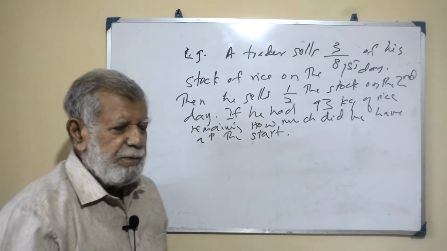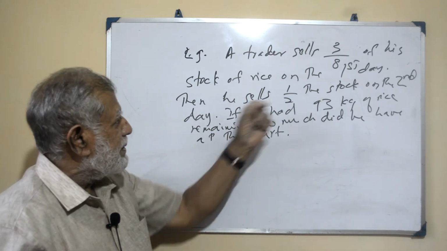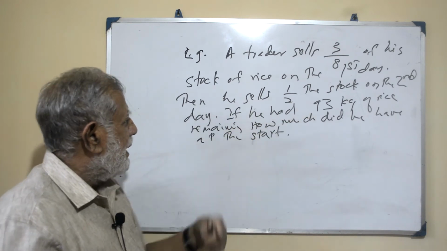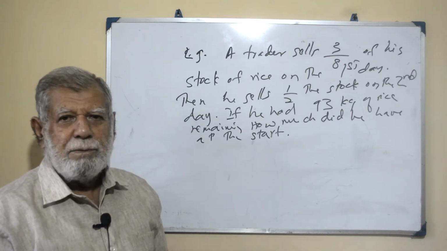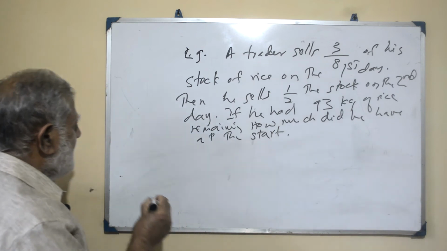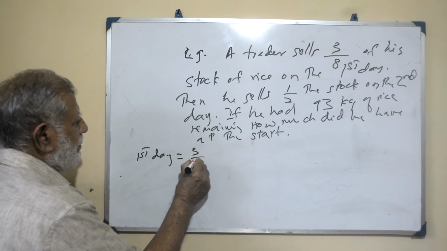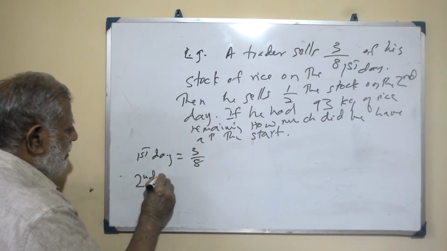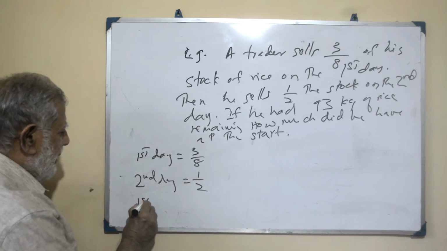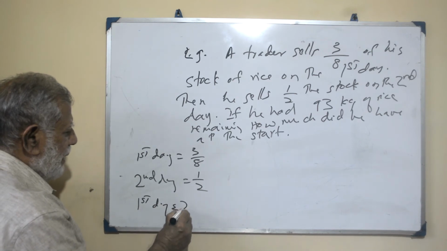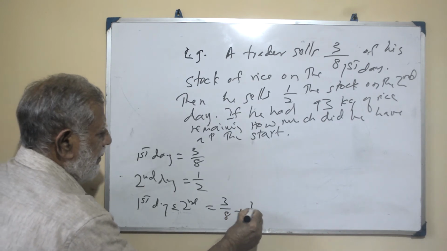So here also we follow the same procedure. The trader sells 3/8 of his stock of rice on the first day. He sells half the stock on the second day. So if he has 93 kilograms remaining, how much did he have at the beginning? So what we do is we write down the statement. First day equals 3/8. Second day equals half. So for the first and second day we have to add: 3/8 plus half.